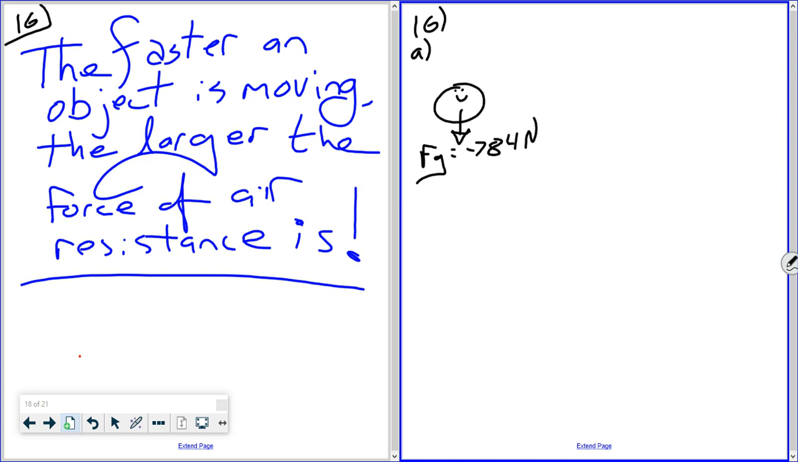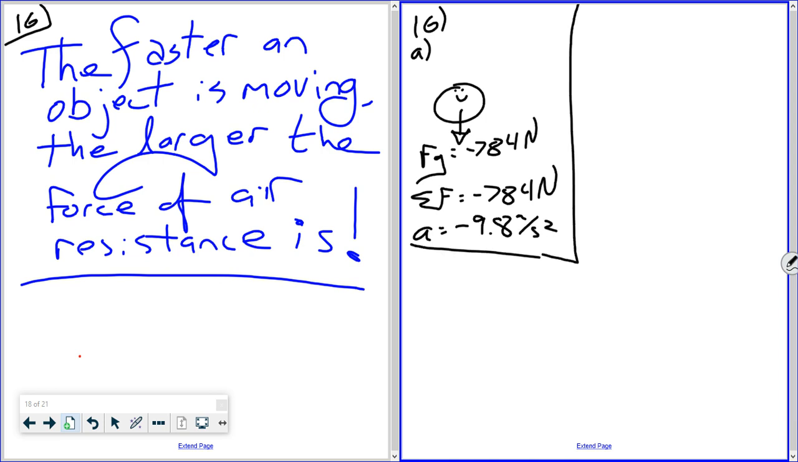Everybody good up to there? All right. What's his acceleration? Well, if that's the only force, then the net force is negative 784 newtons. So I can find my acceleration by doing net force divided by mass, and no big surprises, you get negative 9.8 meters per second squared. Okay? And the idea there is his initial velocity is 0, so there is no air resistance at the beginning. Cool? Questions?